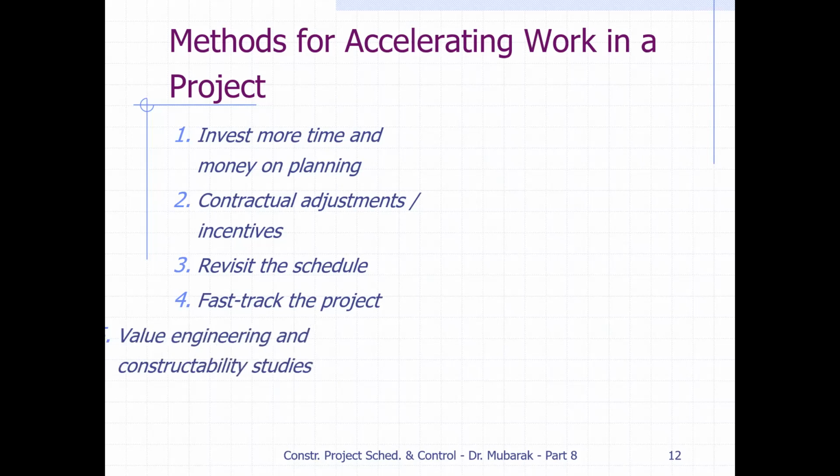This is how we do the project in a fast track way. The next method we can adopt is value engineering. Value engineering is achieving function with low cost. We revisit all the bill of quantities and all the quantities in our project, and without compromising on quality and function, we try to reduce the cost. So we call it value engineering, achieving a function with low cost.